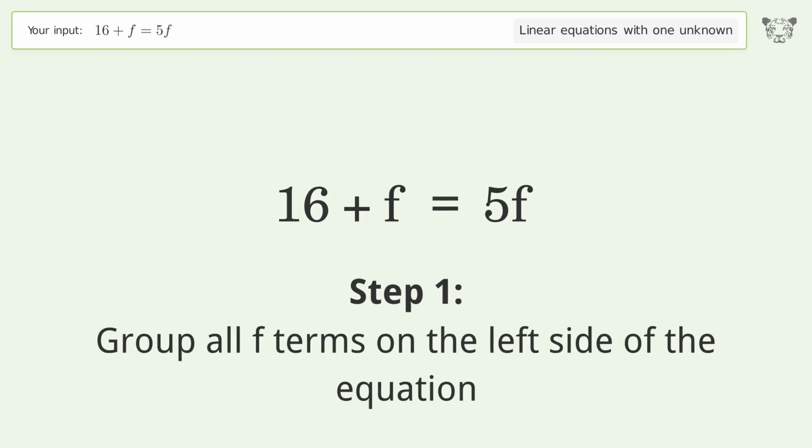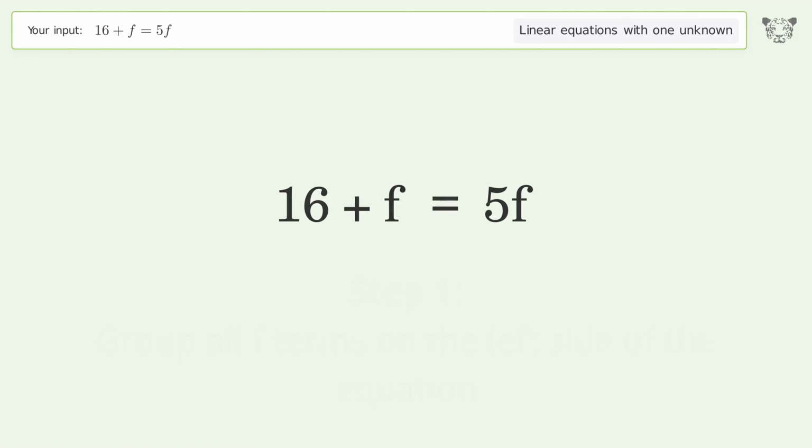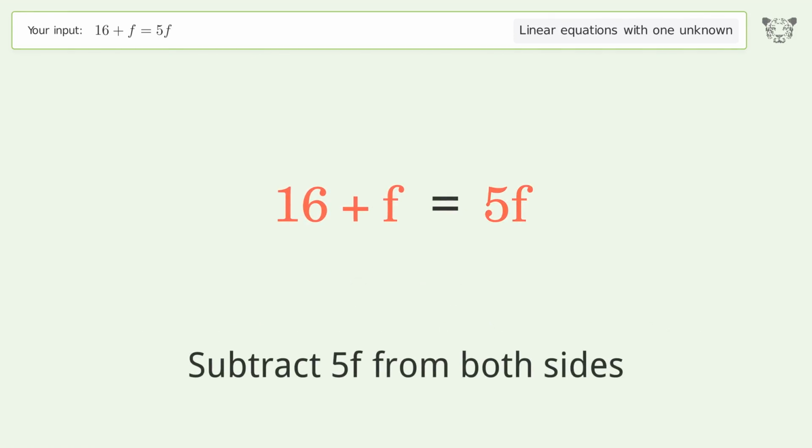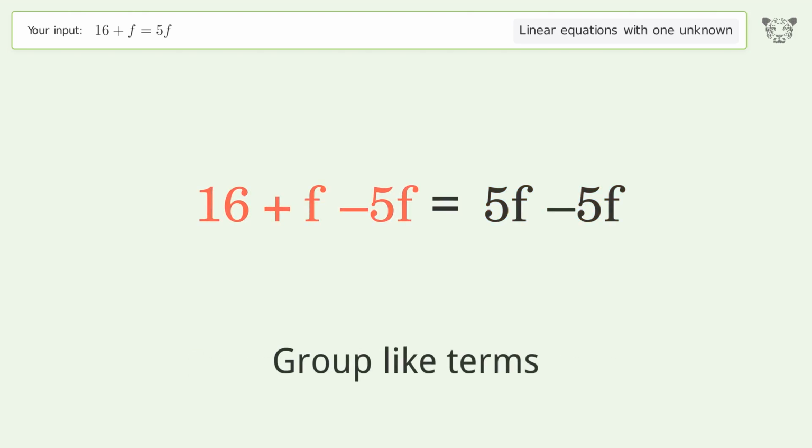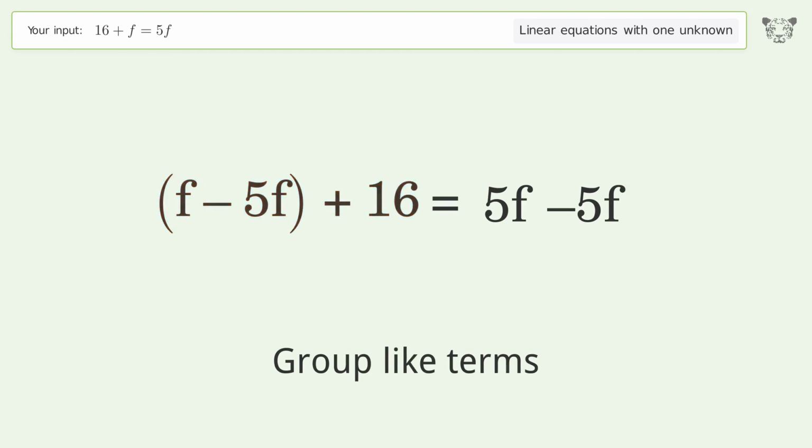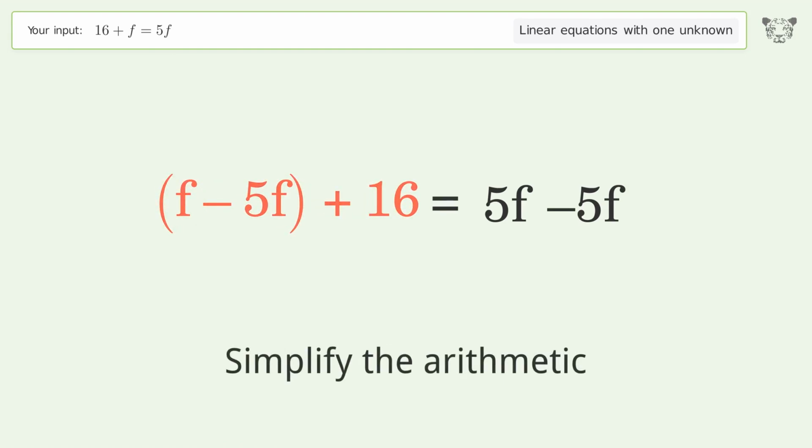Group all f terms on the left side of the equation. Subtract 5f from both sides. Group like terms. Simplify the arithmetic.